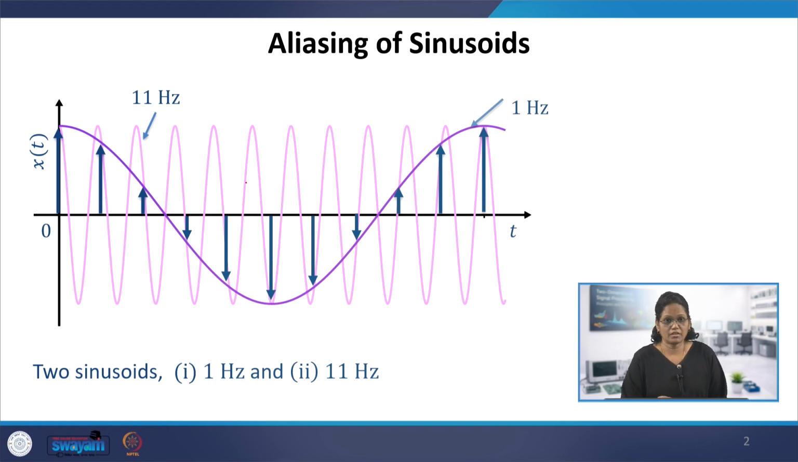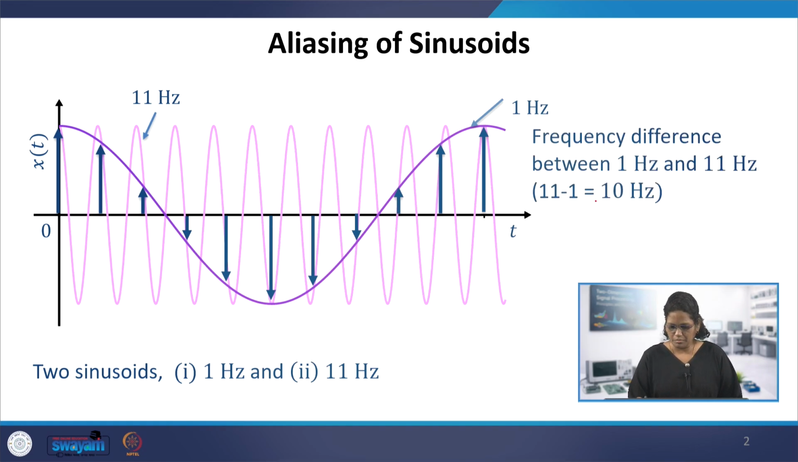Is the sampling theorem satisfied? If it is 10 Hertz, then 11 minus 1 is 10 Hertz. For the 1 Hertz signal, the maximum frequency is 1 Hertz, so Fs should be at least 2 Hertz. We are sufficiently sampling it at 10 Hertz, fine. But for 11 Hertz, we need at least 22 Hertz sampling frequency. If we sample it at 10 Hertz, then it is undersampling, and we are not following the Nyquist sampling theorem. In that case, these 11 Hertz samples appear as 1 Hertz samples.